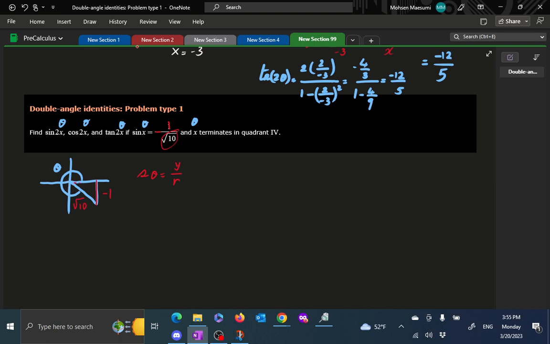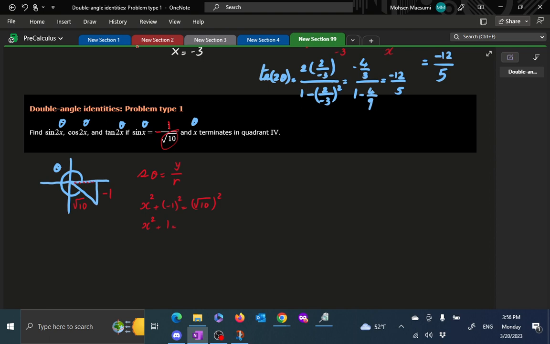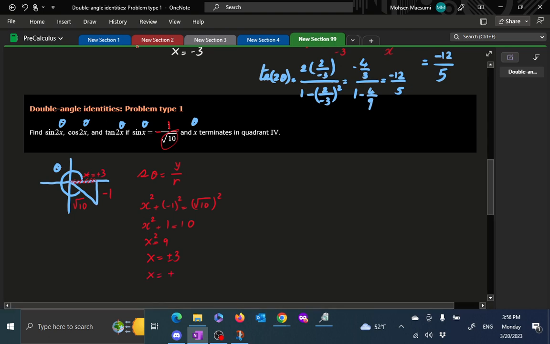What we need to do is to figure out, well, how about x? What do I do to get x? I say x squared plus -1 squared is radical 10 squared. So x squared plus 1 is 10. So x squared is 9. X is plus or minus 3. Now I am in quadrant 4. So this thing that I'm measuring, this is my x now. The important thing is to realize this is plus 3. So x final answer is plus 3 because I'm told I am in quadrant 4.